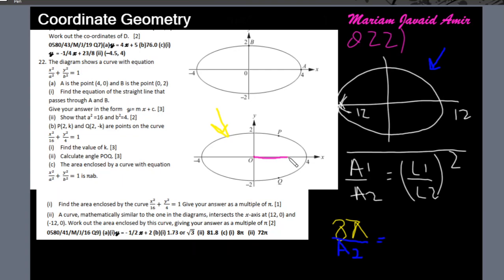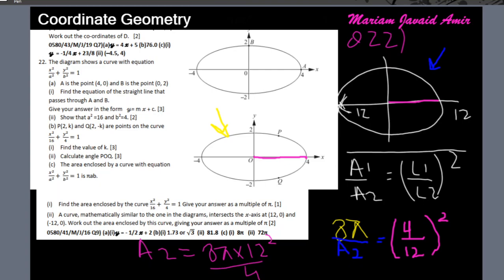So if this length is 4 and this corresponding length is 12, we take the whole square. So now A2 equals 8 pi times 12 square over 4 square, which gives 72 pi. So the area for the second figure is 72 pi.